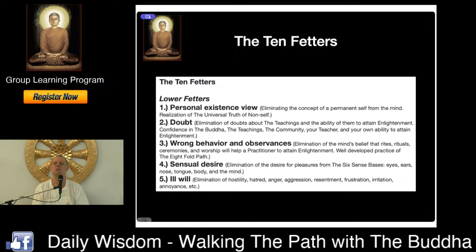And as you do, you'll eventually get to a point where you have no doubt that these teachings are leading to your enlightenment. You're not enlightened yet by the time you eliminate doubt, but you'll get to a point where you have confirmed confidence in the Buddha, the teachings, the community, your teacher, and your own ability to get to enlightenment because you've seen enough progress to the condition of the mind.